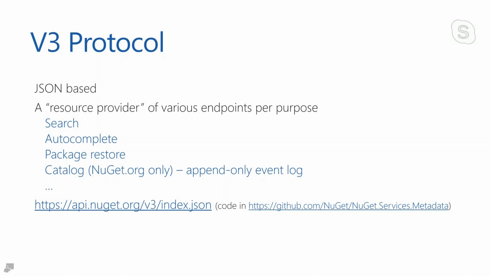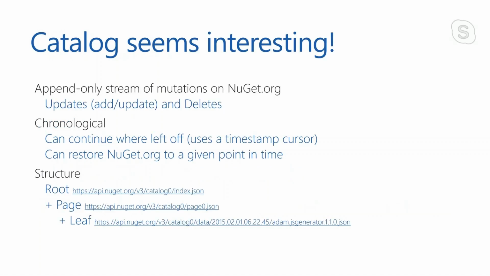And the one thing that we are really interested in is the catalog that is currently only found on NuGet.org. The catalog is an append-only event log of every event that happened on NuGet.org since the beginning of time. So you will find every package addition, package update, and package delete being described in that catalog. The nice thing about that catalog is that it is chronological, so everything you see is ordered by time, which makes it very easy if we want to use a cursor, for example, to say index everything that was added in the last 24 hours, because we can simply point our cursor at that timestamp and start getting all the data from that point and continue where we left off.